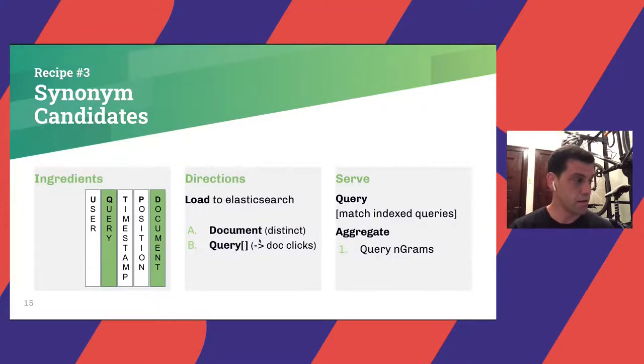So what we need is the queries and documents again. This is the same shape as the last one: distinct documents and a list of queries that found that document, that clicked on that document, right? And then we're going to match on license, like licensing, the concept that we want to find synonyms for. And then we're going to query the different n-grams, all the different combinations of adjacent terms in the index. So here we go.